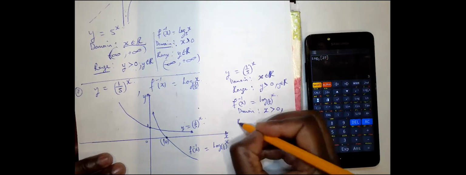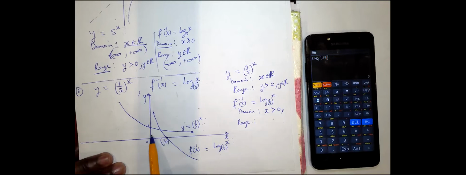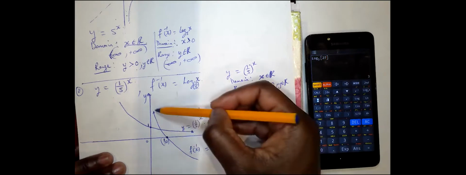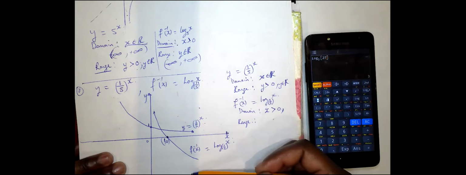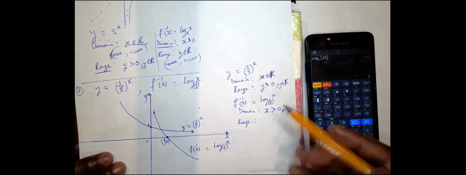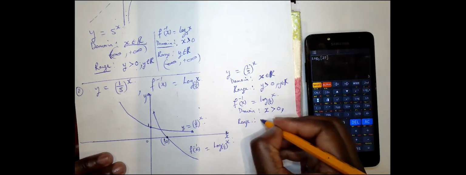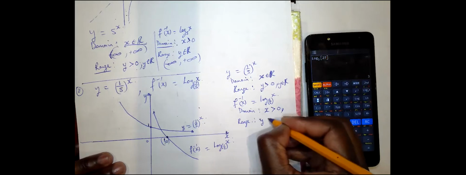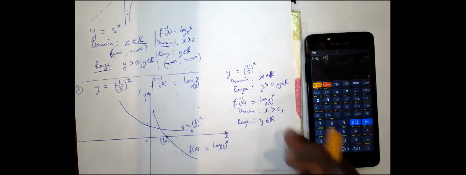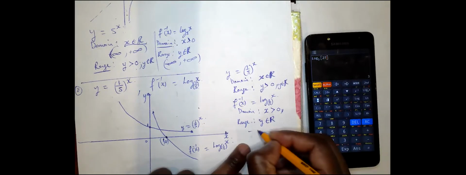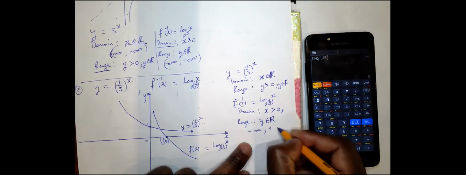Then let's move on to the range. What is our range there? Our range now is the y values. Let's check here. You can see that this one goes up until positive infinity in terms of y, and also goes down until negative infinity in terms of y as well. So y is not restricted. So y is an element of the real numbers. It can be any value, from negative infinity to positive infinity.